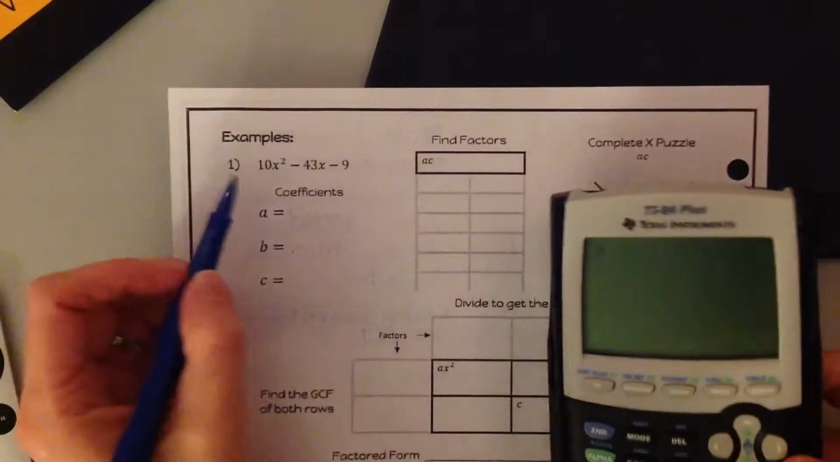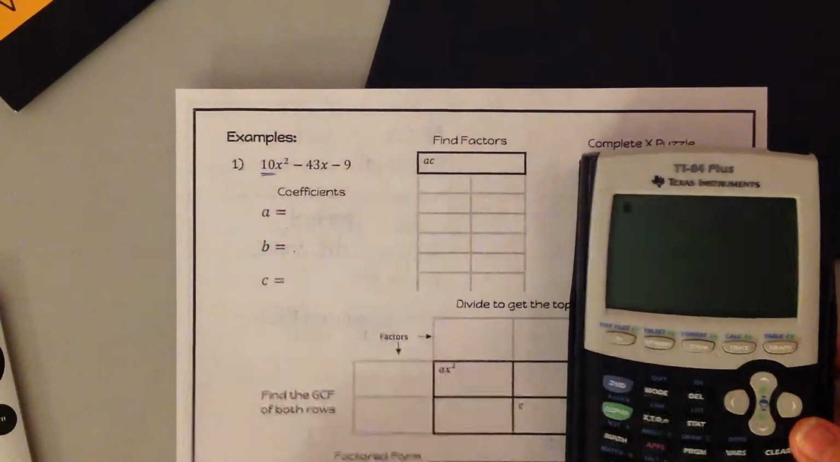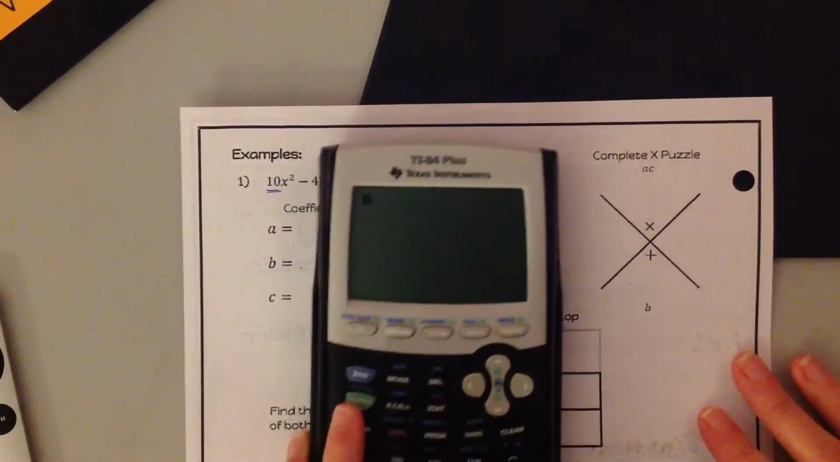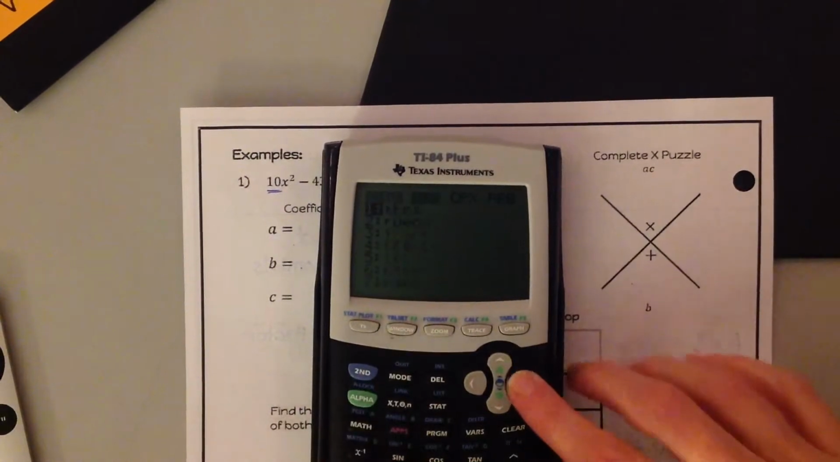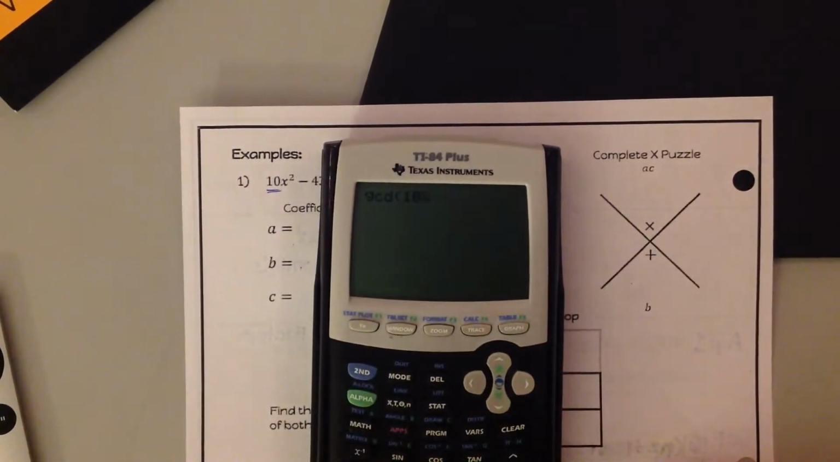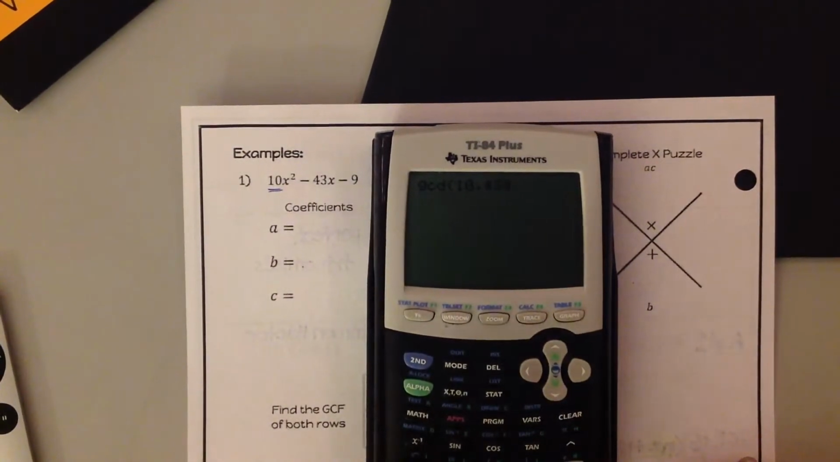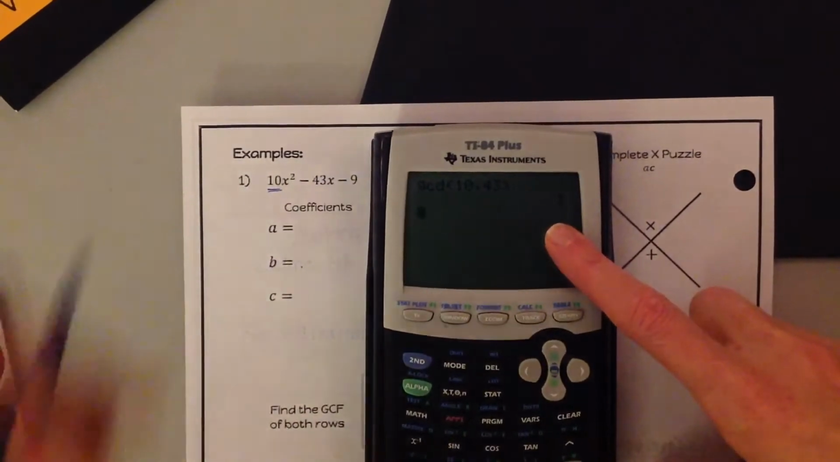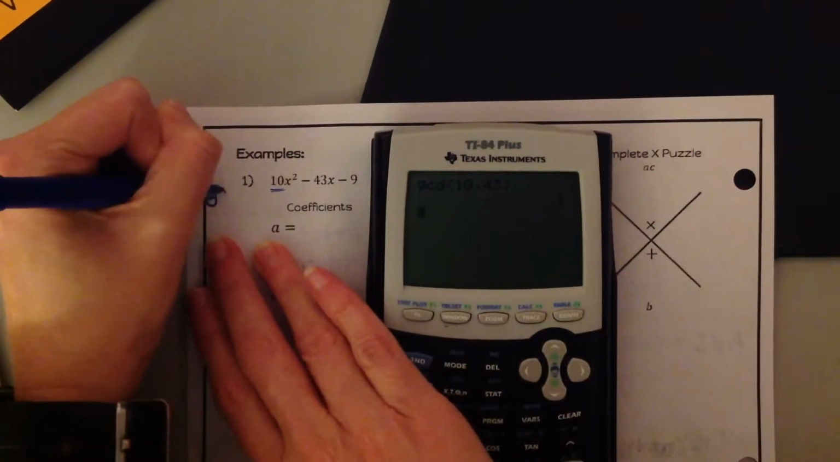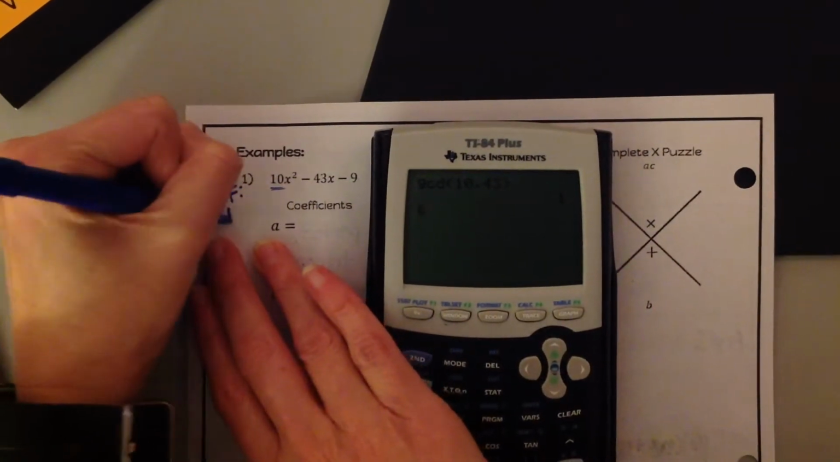Well, the first thing I notice is that my A coefficient is not a 1, it's a 10. So I'm going to check for my GCF. So I've got math over 9, 10, comma, and now remember, I can't put in a negative 43, so I'm going to have to put in a positive 43. And their greatest common factor is 1. So the GCF is 1.